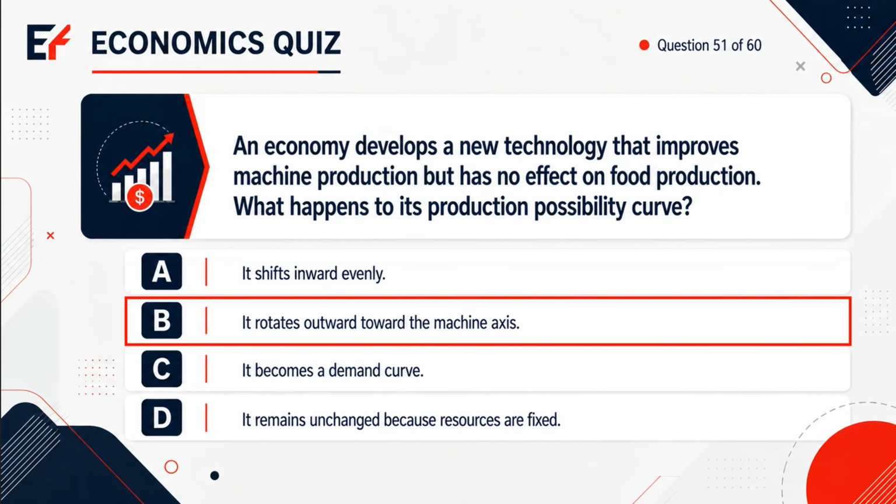Option A is wrong because the change is an improvement, not a decline. Option C is unrelated because a production possibility curve does not become a demand curve. Option D is also wrong because better technology can expand production potential even when resources are fixed. The key idea is that sector-specific technology expands the curve toward the good it improves.